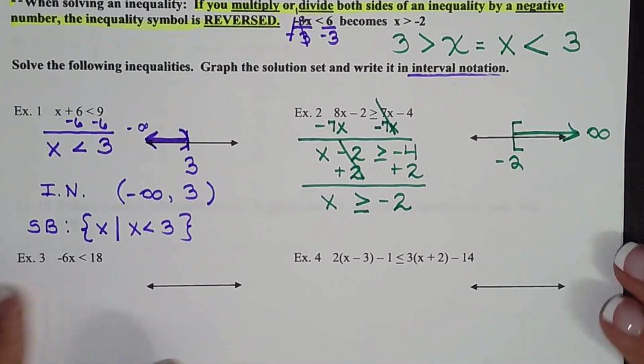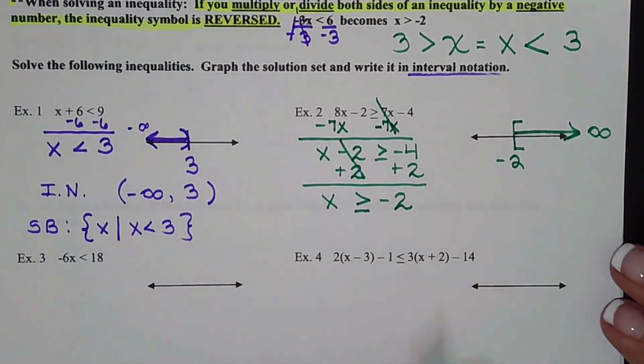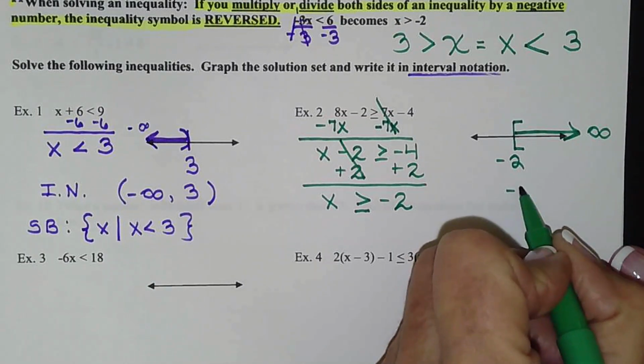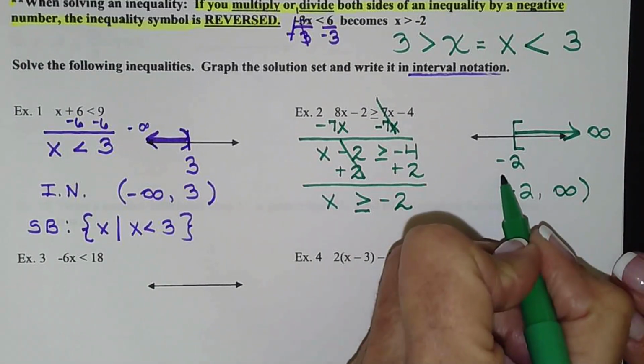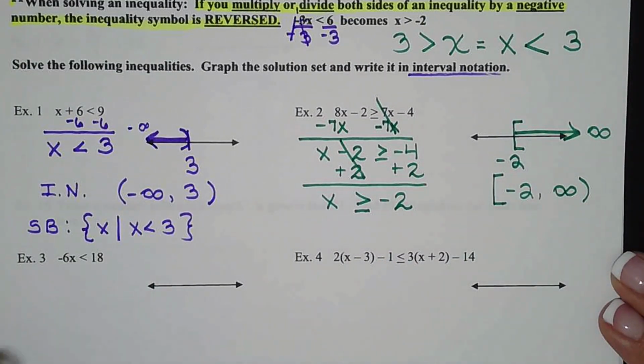So there's our graph. Then we have to do our interval notation. Bring down the negative 2, bring down the infinity. Infinity is always a parenthesis, negative 2 is a bracket.